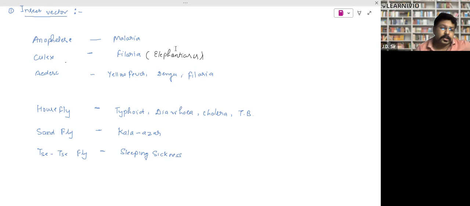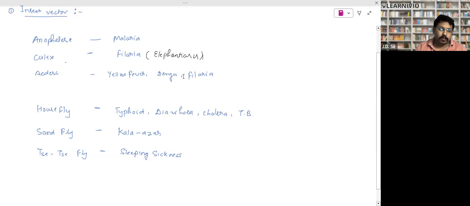So here you can see, this is very, very important. These all six are very, very important. They have been asked multiple times. I don't have the count for that, right? You will see that they have been asked frequently. So there is the Anopheles mosquito, the female Anopheles mosquito, which spreads malaria or carries the pathogen of malaria. Culex, again the female Culex, carries the causal organism for filaria. Filaria is also known as elephantiasis. The leg or lower body part swells like an elephant, right? Aedes mosquito is responsible for yellow fever, dengue fever, and filaria, right?